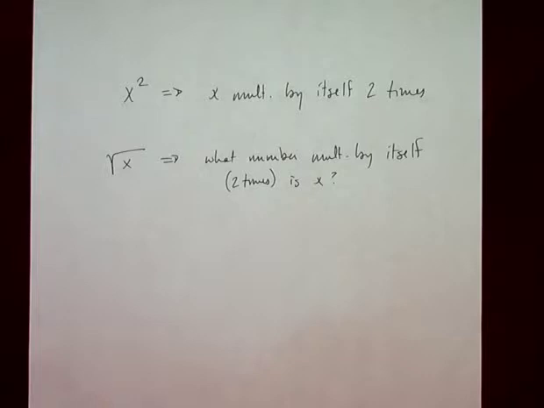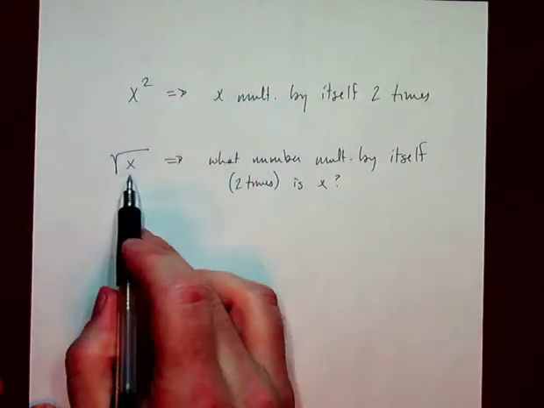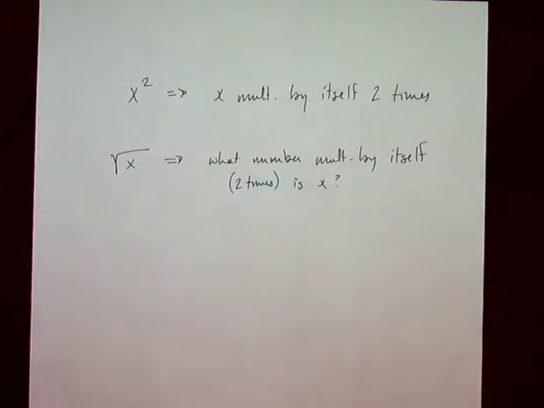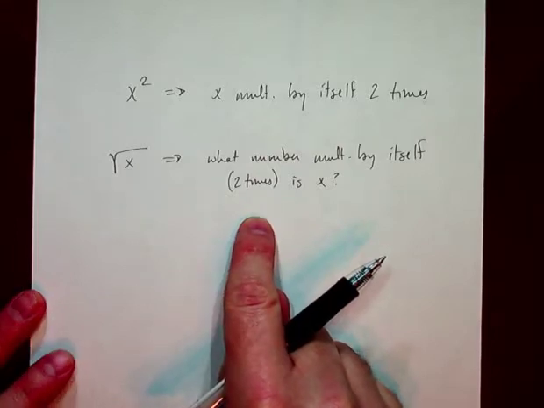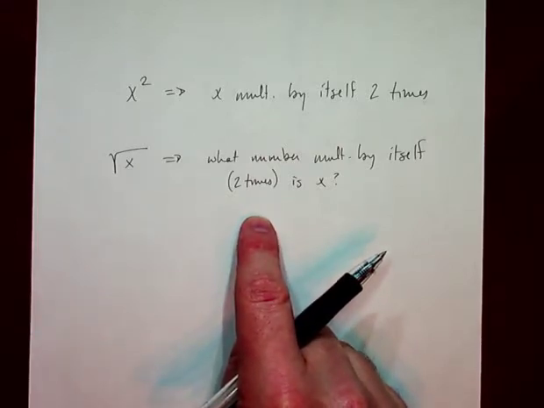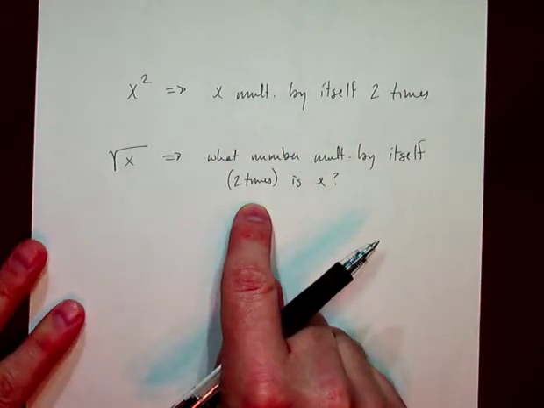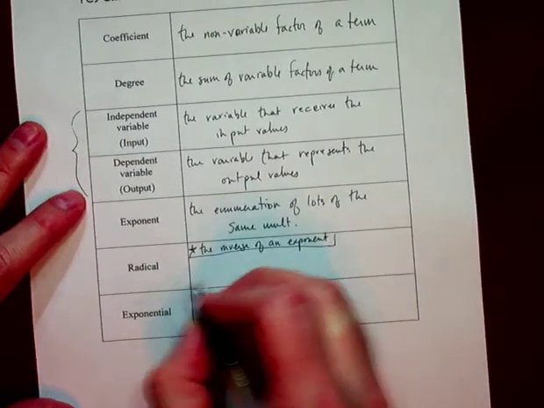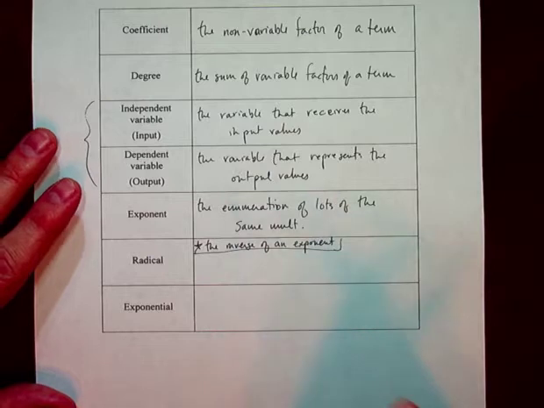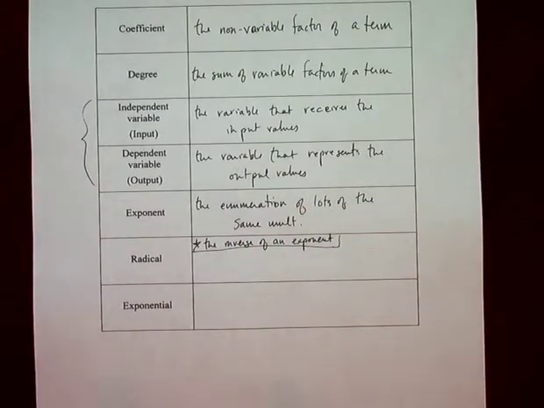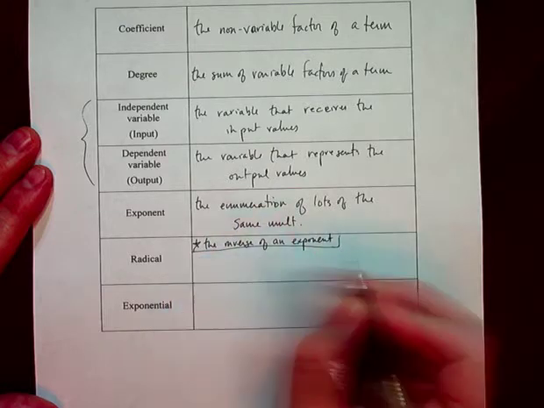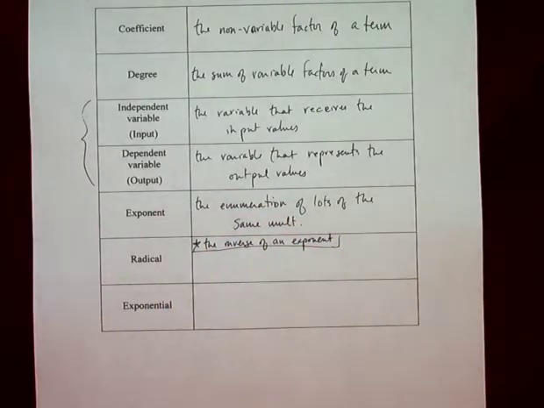So, this is x multiplied by itself. This is what multiplied by itself is x. And so you can see how, even when you basically write it out in terms of their verbal expression, you can see the inverse relationship, okay? And so a radical is basically asking yourselves questions from another perspective about exponents, okay? But basically, let's just call it the inverse of an exponent. That's probably the best way to do it.